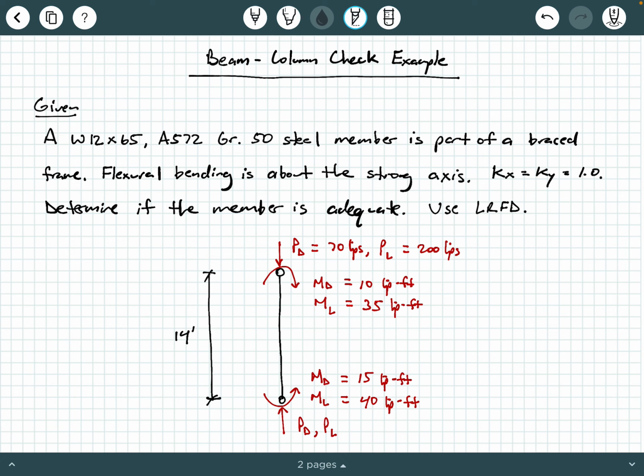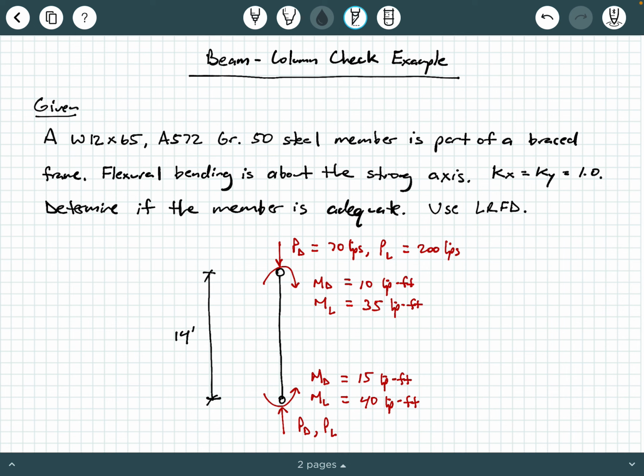Now, it's also sustaining a dead and live load moment at the top connection and the bottom connection that are different from one another. So the dead load and live load moments here at the top are 10 kip feet and 35 kip feet respectively, and at the bottom they are 15 and 40 kip feet respectively. Now you may be wondering, well, this is not an equilibrium. Well, remember, this is an isolated member that's pulled out of a larger braced frame system, so we can assume that the entire frame is in equilibrium by analysis, and these are just the results of our analysis.